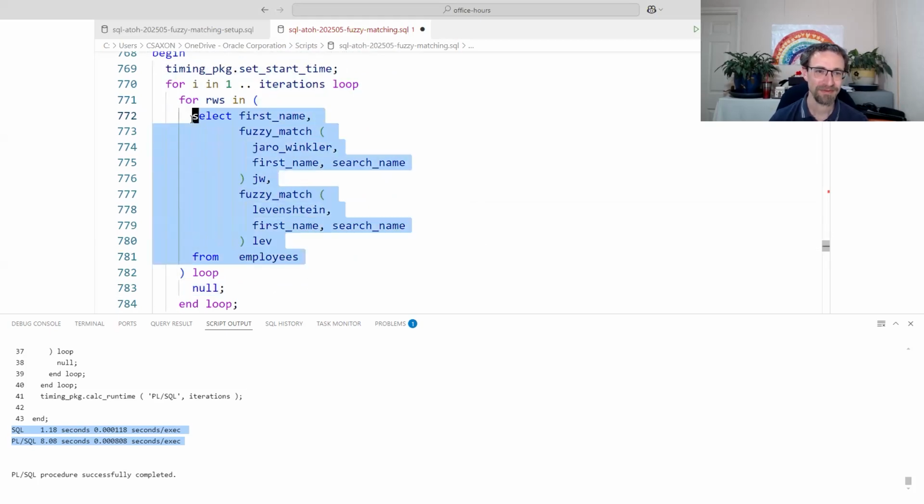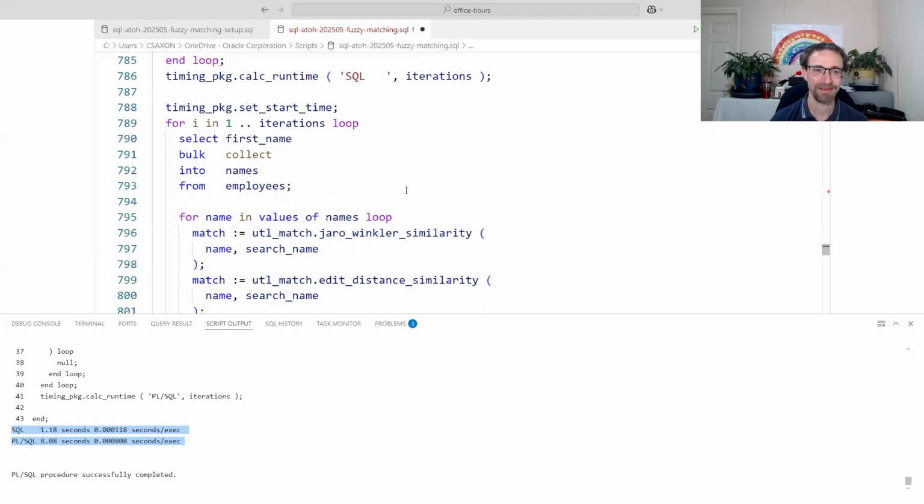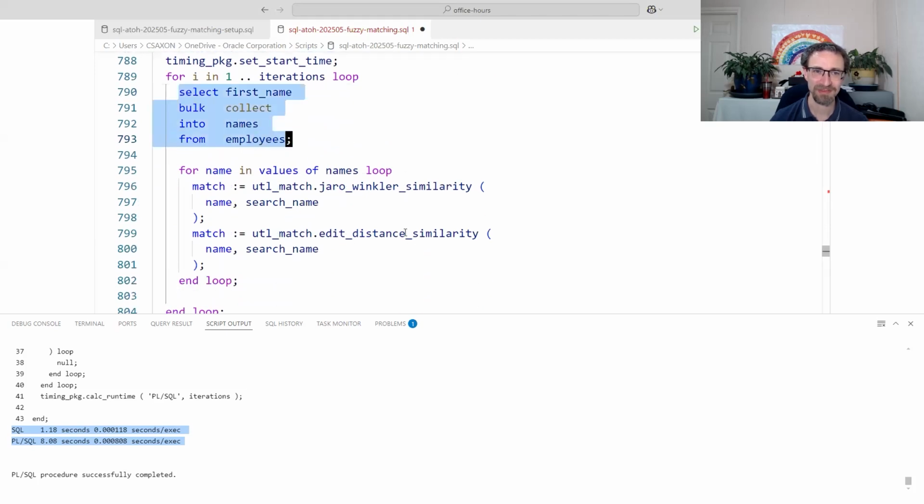However, we'll do the same thing with our SQL, we'll run that. But with our PL/SQL, let's first just bulk collect everything.